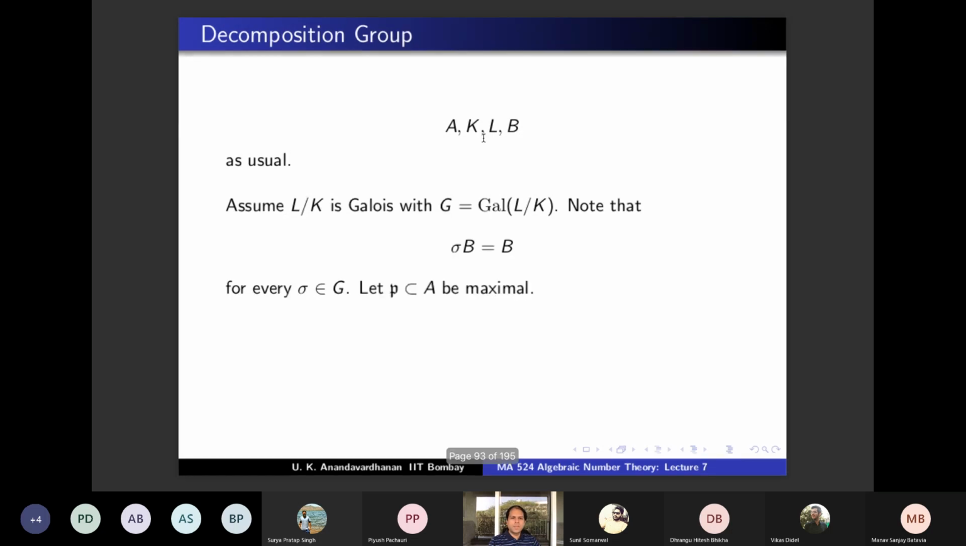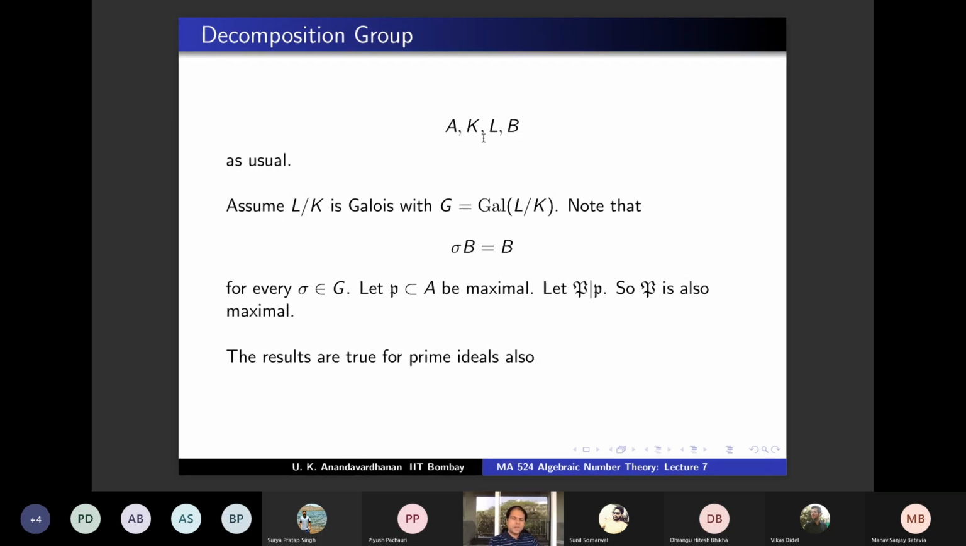So sigma B is B, and let P be a maximal ideal. The general remark is, we can argue with maximal ideals and then do localization, and our results will be true over prime ideals also. So let small p be a maximal ideal and let capital P be a prime lying above small p. So capital P is also maximal.